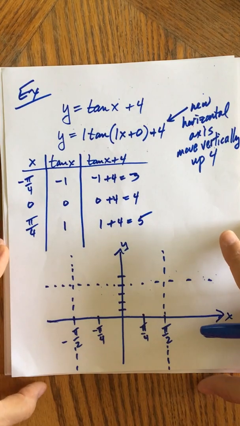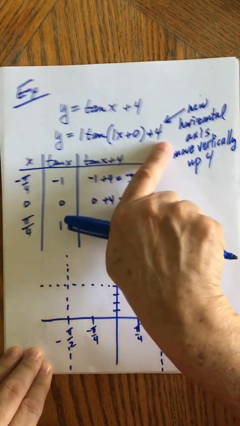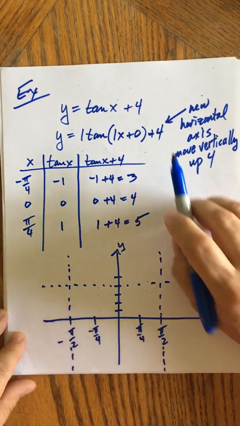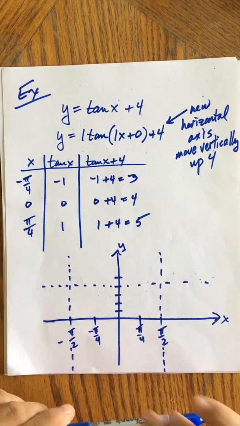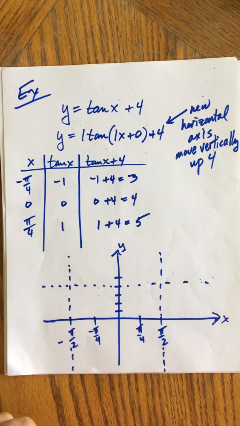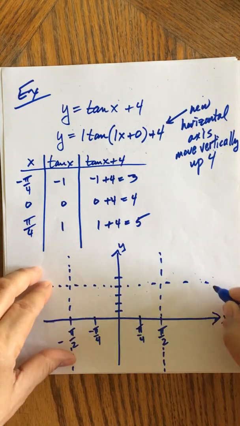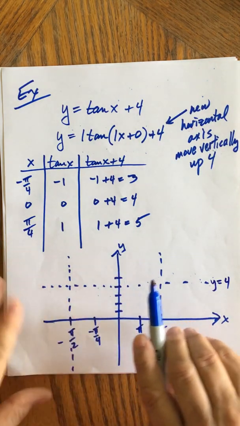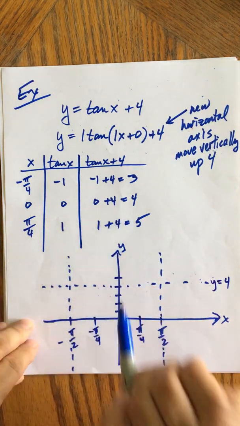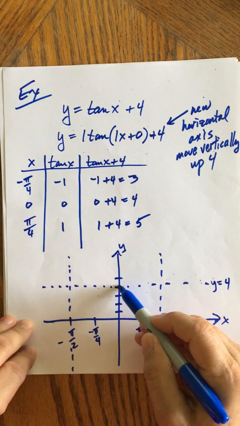Here, if I look at y equals tangent x plus 4, I've gone ahead and rewritten all the a, b, c, and k coefficients. This is your new horizontal axis. That's going to tell me what the tangent is going to wrap around, if you will. Whereas it used to be y equals 0, now it's y equals 4. There are no horizontal changes, so x equals 0 is still going to be the vertical axis.